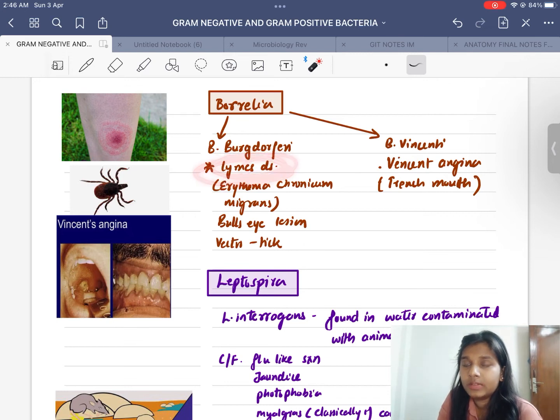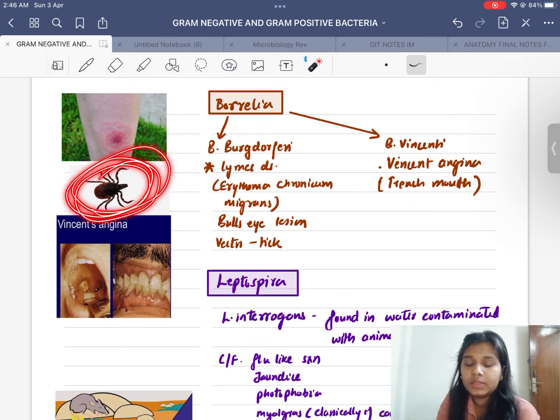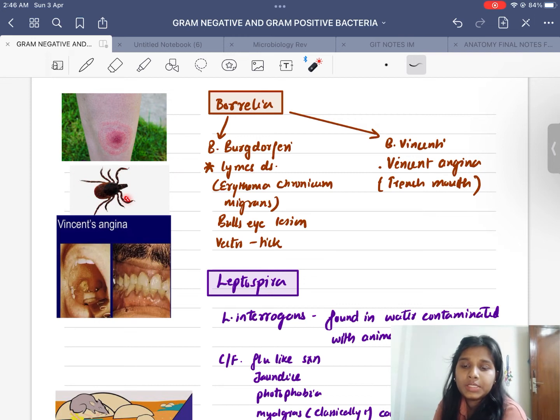Lyme's disease is also called erythema chronicum migrans. This is transmitted by a tick. Now Lyme's disease has this bullseye lesion. Remember that this is present in Lyme's disease, transmitted by a tick, caused by Borrelia burgdorferi.